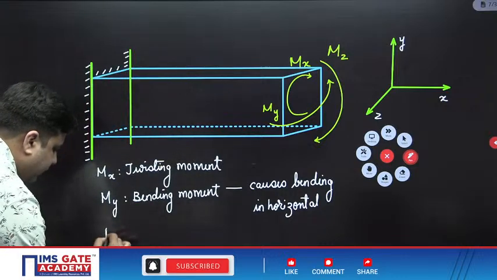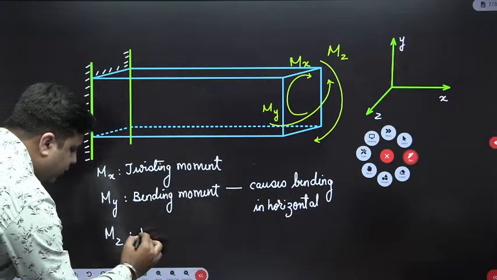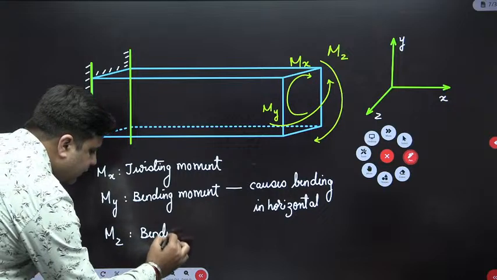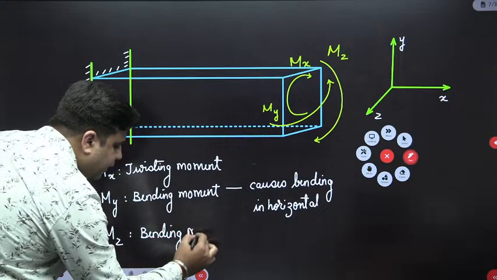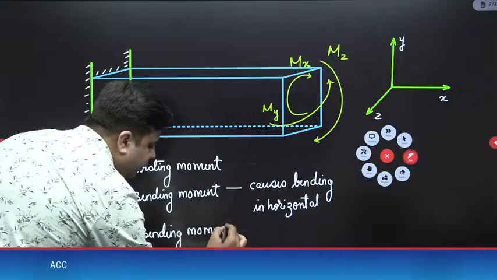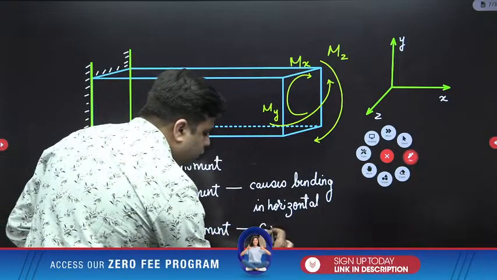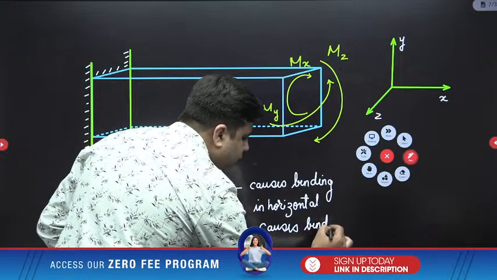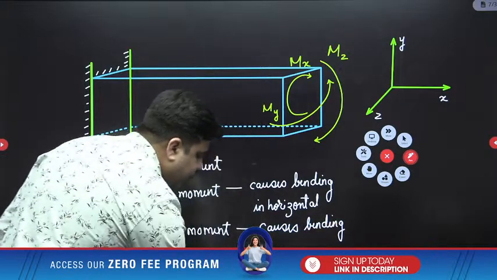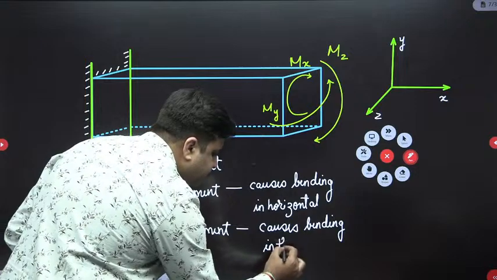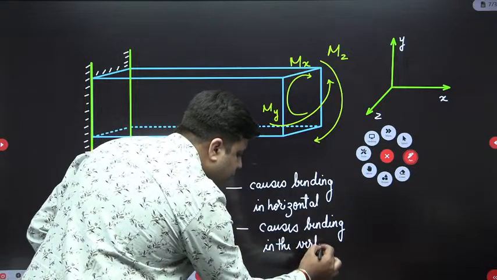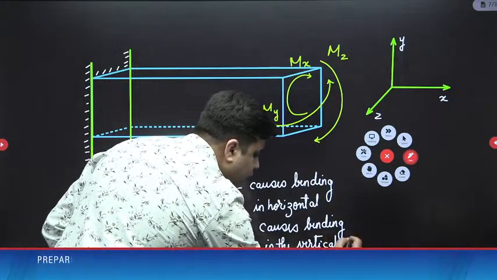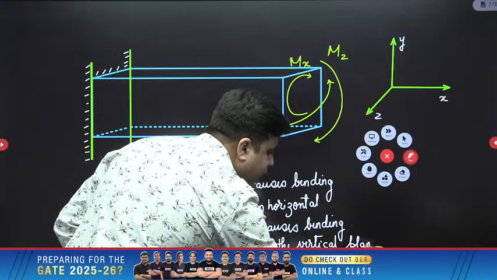Then you have Mz. Mz is also a bending moment, and Mz causes bending in the vertical plane.